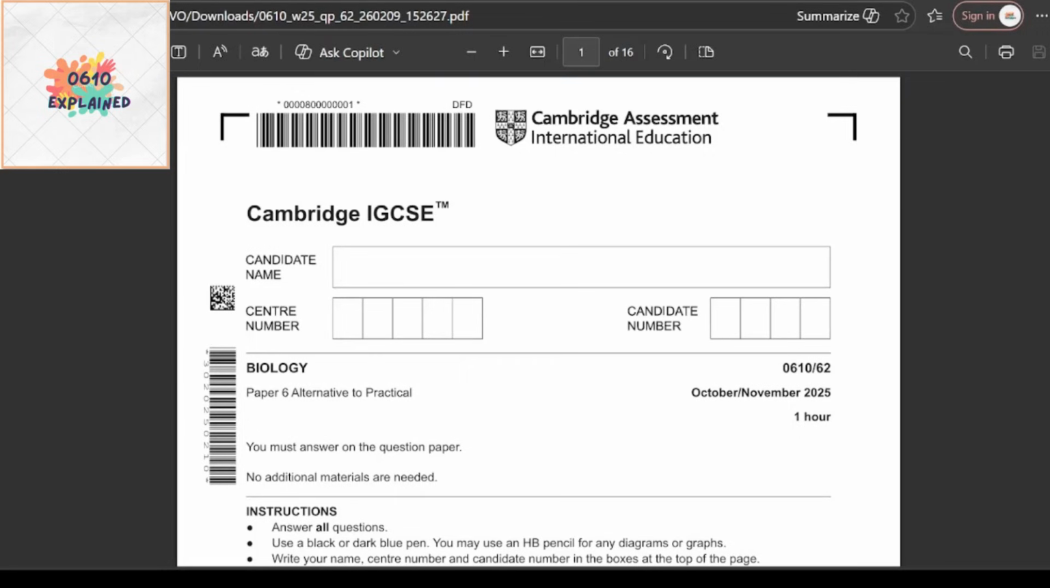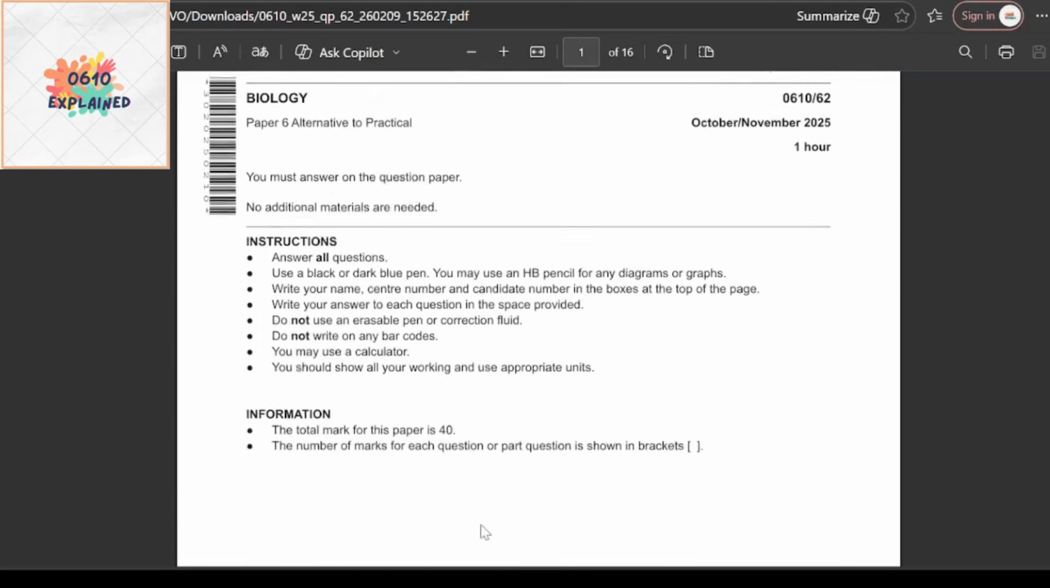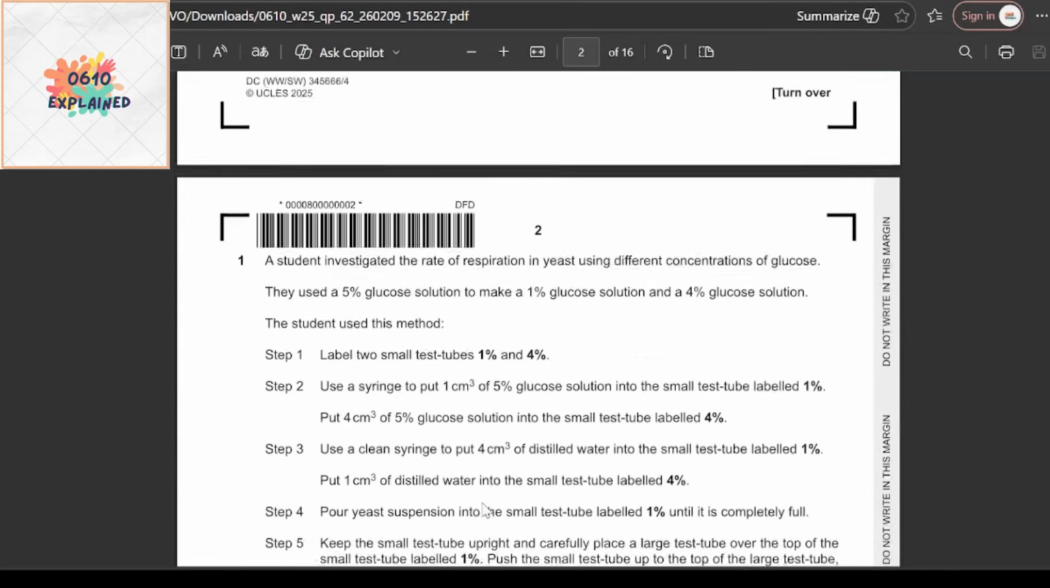Today we will be discussing Cambridge IGCSE 0610 Paper 6 Variant 2 from the October-November session of the year 2025. So, to begin with the paper, let's start with reading the question first.